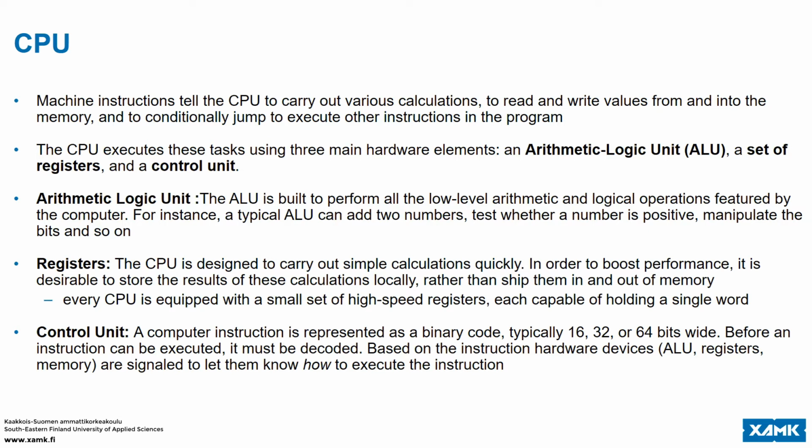The final item, the control unit, basically decodes all of these instructions. So as the instructions are represented in binary code, before something can be executed, it must be decoded, and based on this instruction, the ALU will be able to do something. So the control unit simply feeds instructions to the ALU from the registers and the memory.